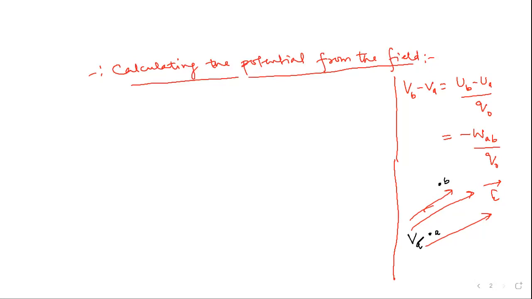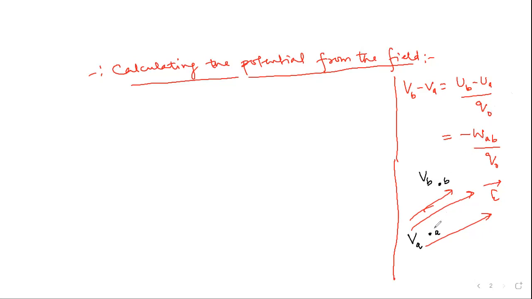VA is the electric potential at point A. VB is the electric potential at point B. UB is the electric potential energy of the system when test charge is placed at point B, and UA is the potential energy of the system when test charge is placed at point A. Right? Test charge means it is a small positive charge, you know.